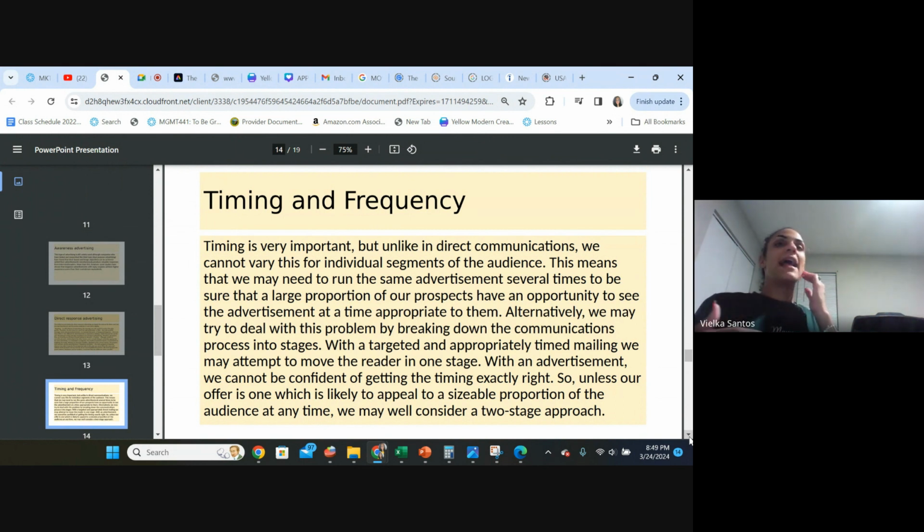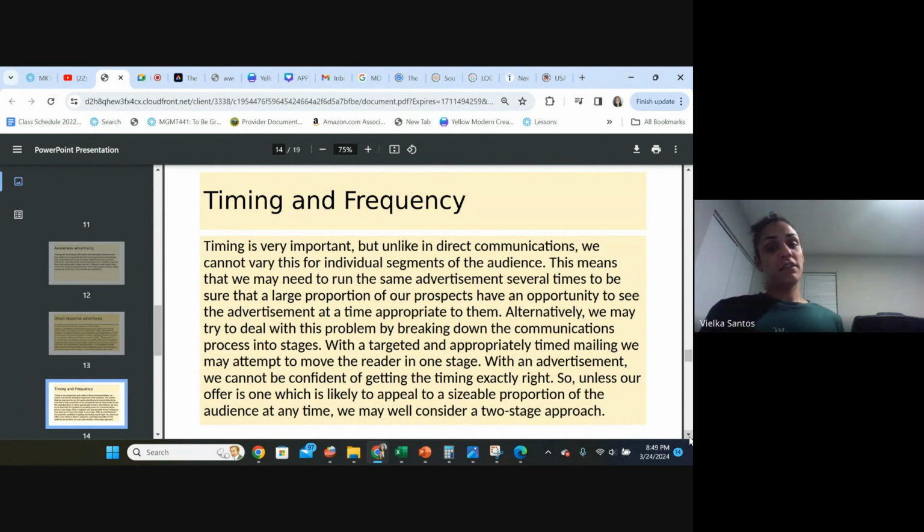At night time, when they eat dinner, some people eat around 7 p.m. Don't put your advertising at 7, because they are in front of the food. Put it at 5. Put it at 6. Timing is very important, but unlike direct communication, we cannot vary this for individual segments of the audience. Now, with the internet, you have more and more tools that you can use in your favor to create advertising at the same time that your audience is connected using their devices.